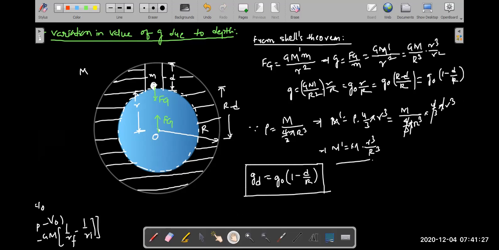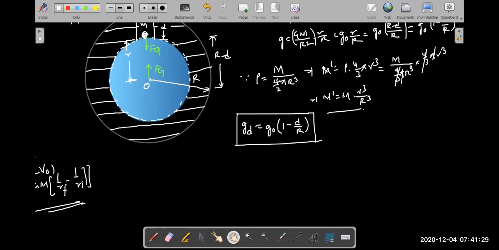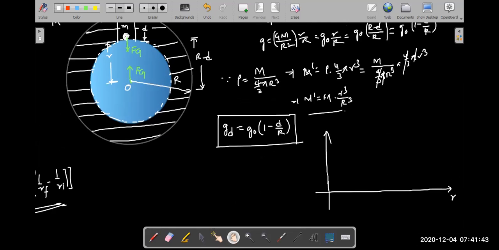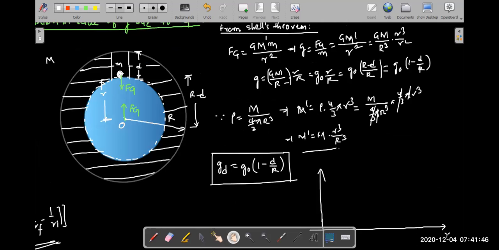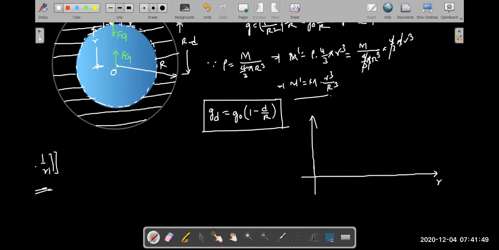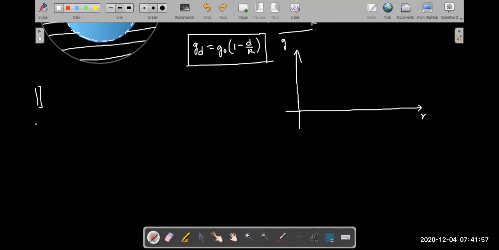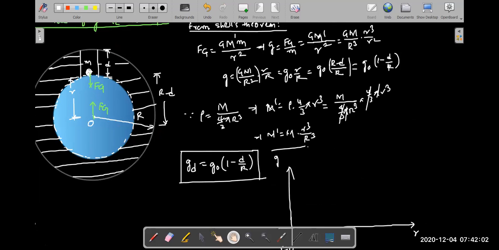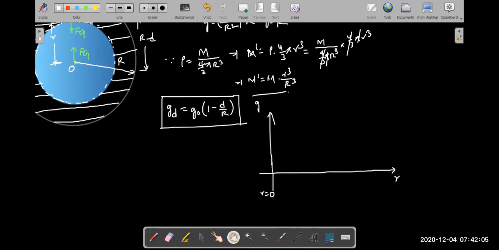Did you get it? Now, if you want to plot this into the original diagram, so what is happening? If you are interested in plotting a curve, this was supposed to be r. Clear? In fact, if you plot it in terms of this r directly, because we know that g is equal to g naught r by R, this is the value of g if you're plotting. Put r is equal to 0. So what will happen? This will be g naught into 0 by R. That will become 0. Is that right?